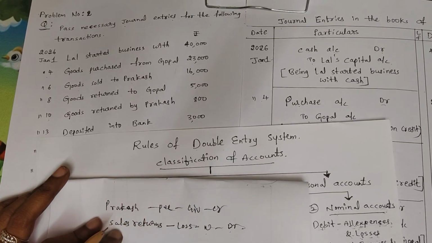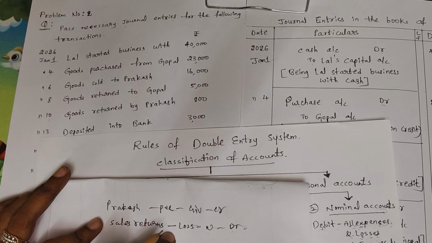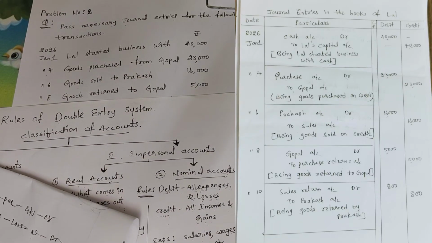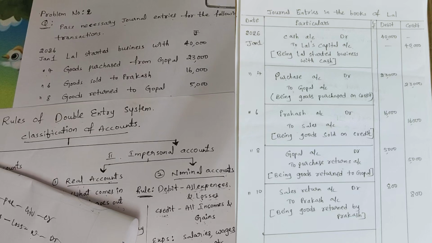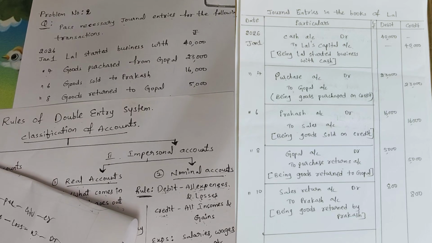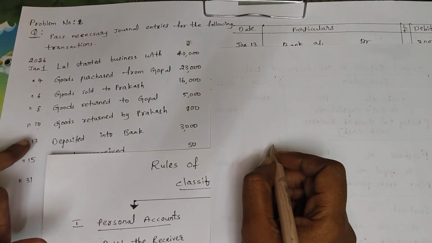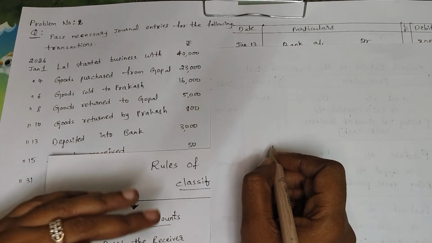First, debit aspect. What is that? Sales returns. So sales returns account debit to Prakash account, being goods returned by Prakash. Before a transaction, we write "being". Okay, 800, 800. What is the date? 10th.